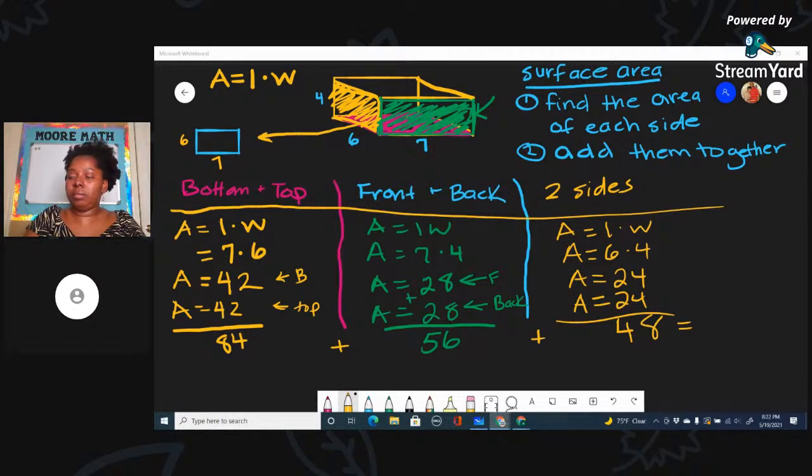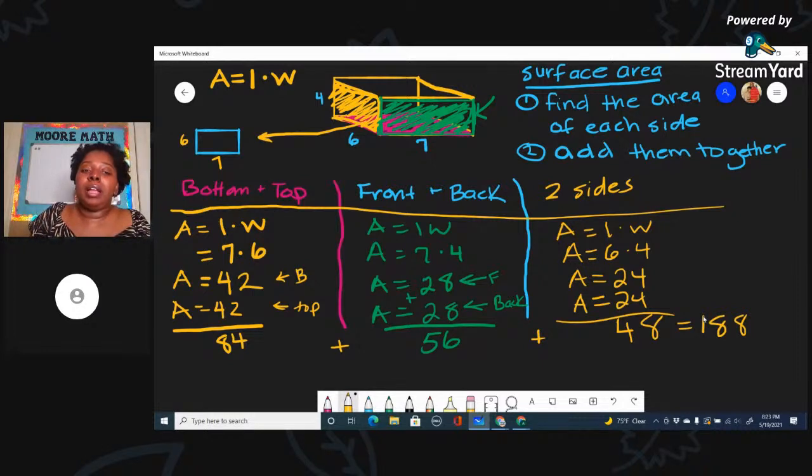188. Say it again. 188. Okay, that is correct. Awesome. 188. So I want you to notice that we're finding the area of all the sides and then adding them together.